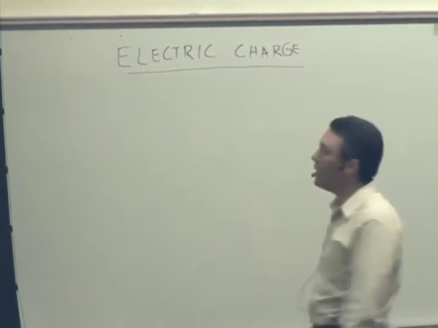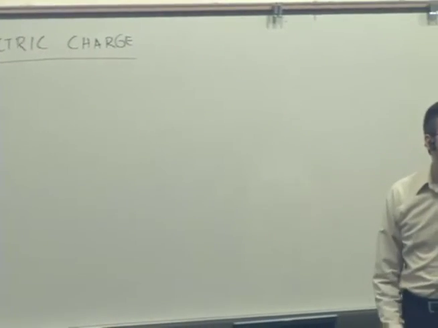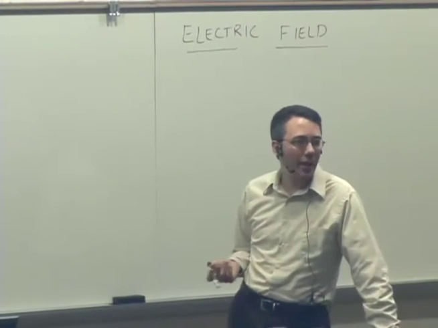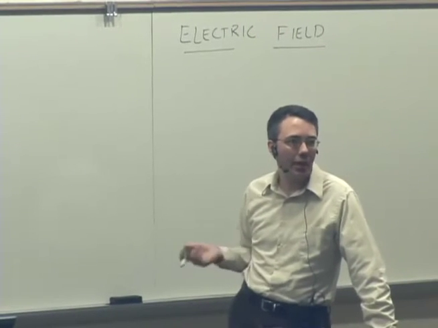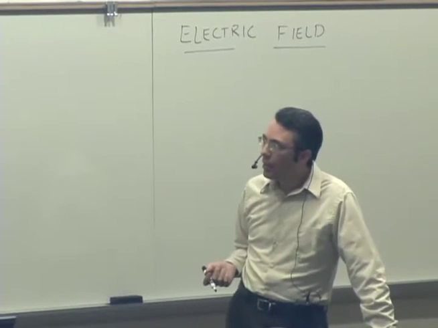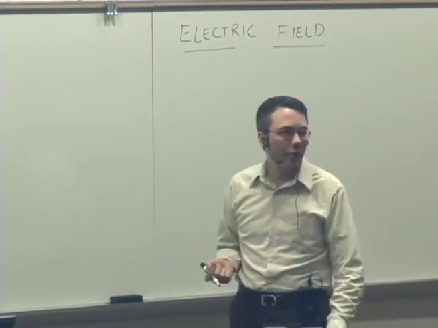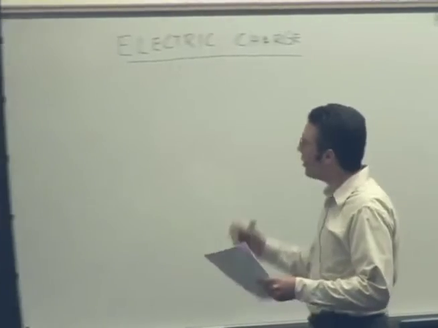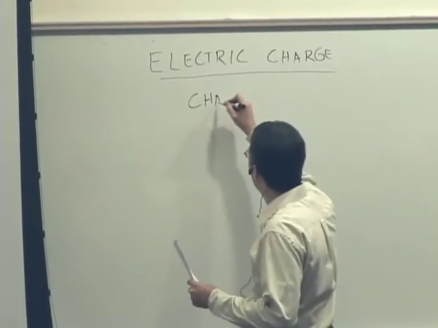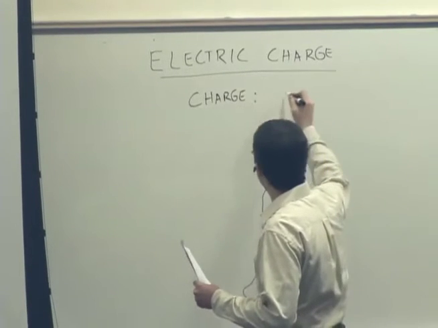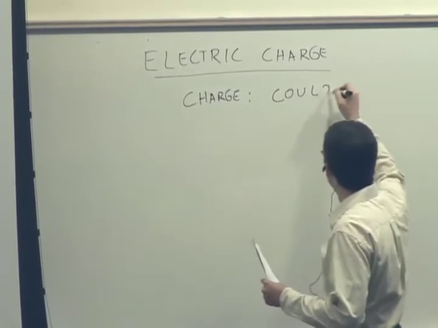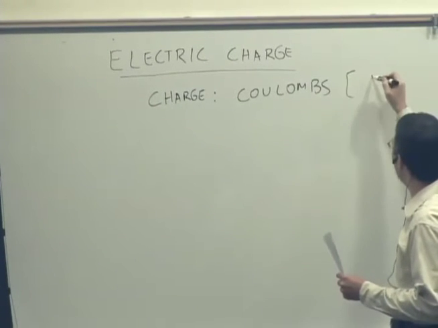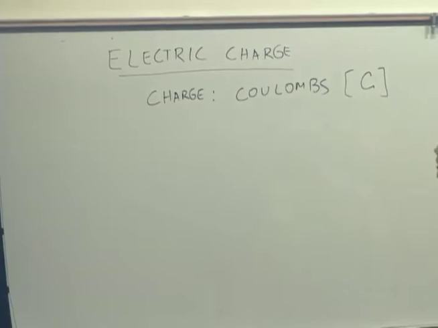Electric charge is a property of matter, right? Much the same way that particles have mass, and anything with mass is affected by the gravitational interaction. Certain particles have charge, electric charge, and they are affected by the electric interaction. So charge is measured in units that we, in the SI system, call coulombs, and the abbreviation is just capital C.